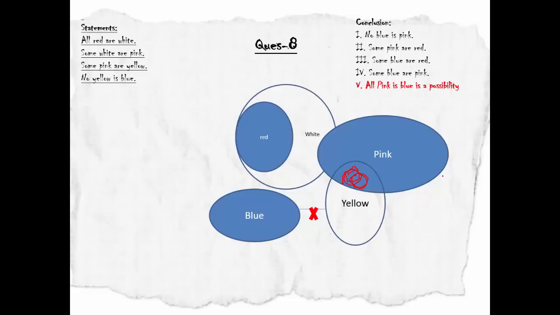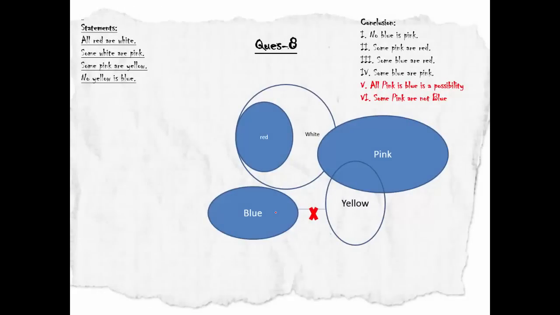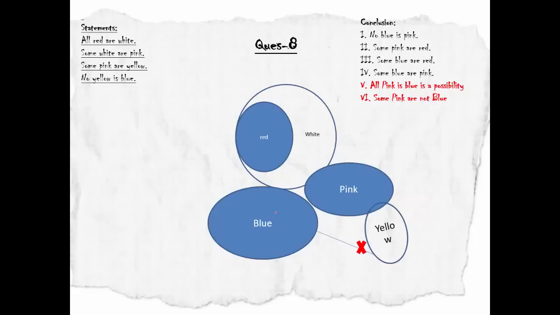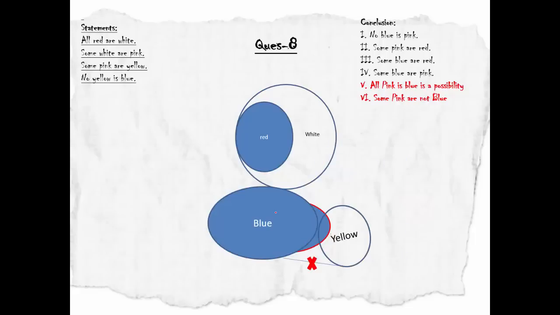We can put the rest of the pink inside blue, but not this portion, because this is also part of yellow, and no yellow is blue because of this symbol. So this portion of the pink is restricted from entering blue. Just try to imagine, right? Here we can put all portions of the pink inside blue, but not the yellow portion of the pink. So all pink being blue is not a possibility in this case.